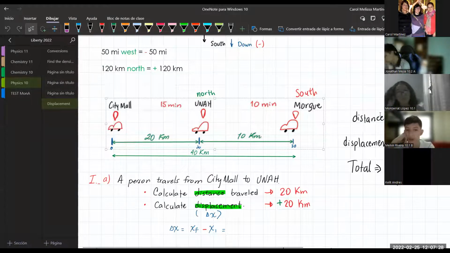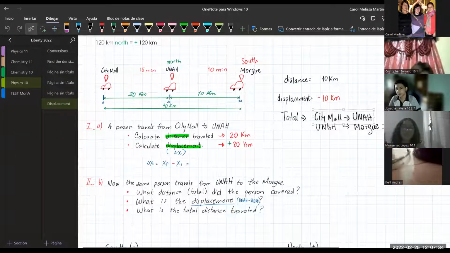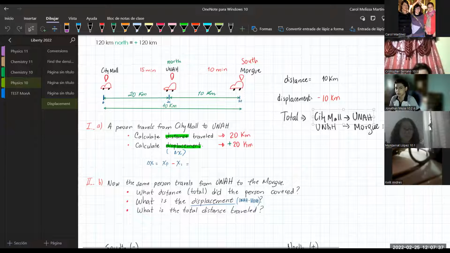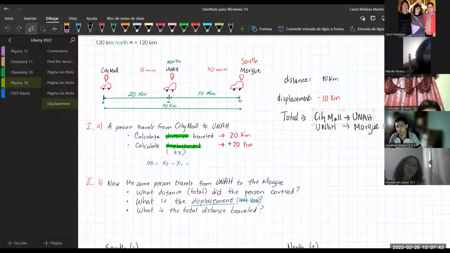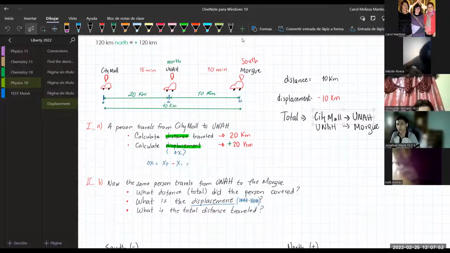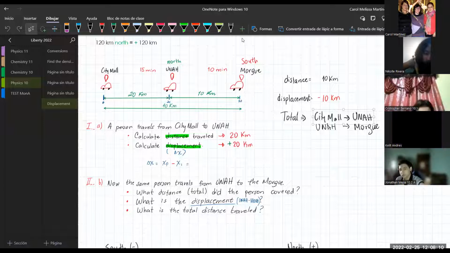So what is the distance that we have from City Mall and Una? 20 kilometers. And the distance from Una to the morgue, it said it was 10 kilometers. So when we refer to the total distance, it is all the distance that that person traveled from City Mall to the morgue in total. In total, it will be 30 kilometers. Now, this is in terms of distance, okay?